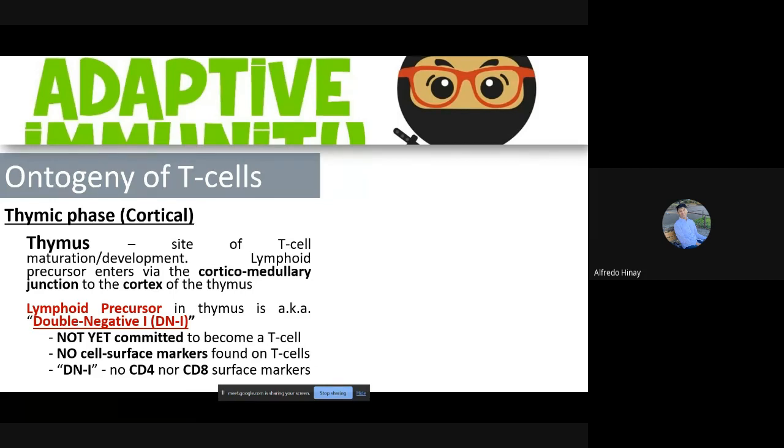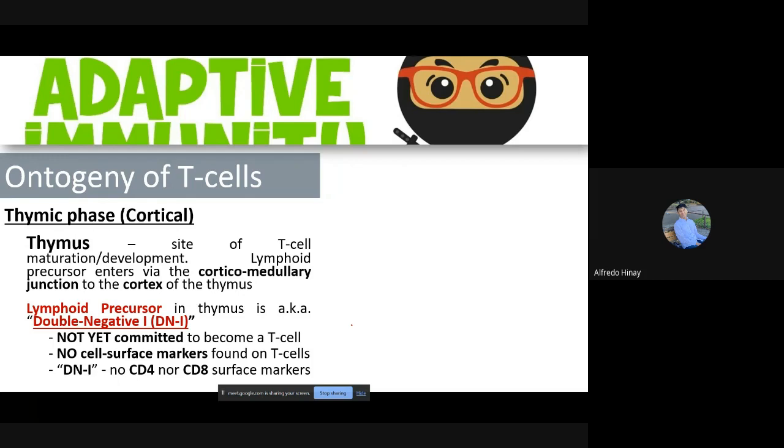So karon asa man mag-migrate si lymphocyte? Sa cortex na part. Okay? Then, pag naa na sila dito class sa cortical part sa imuhang thymus, then they will be named as double negative 1 or DN1. Okay? So, muna ang first thymus lymphoid precursor natin class.